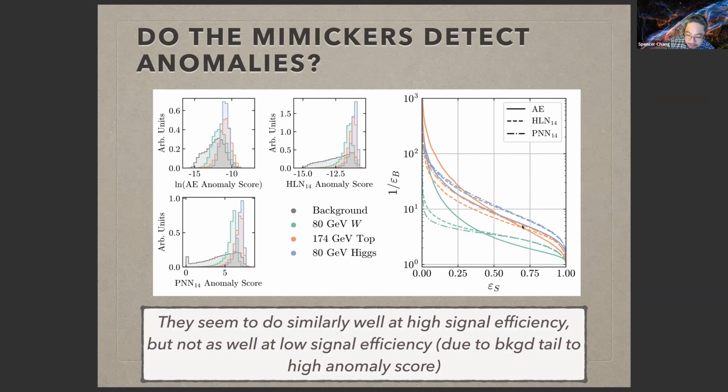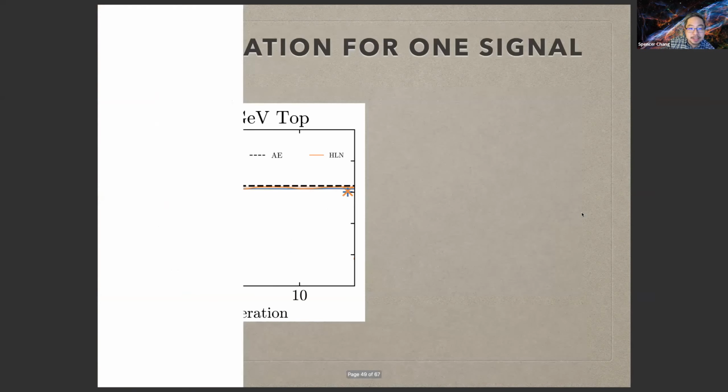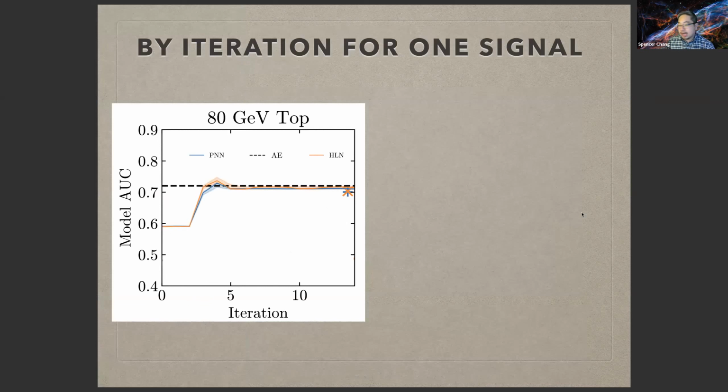So we can compare these. Let's look at one signal and look at this area under the curve metric. Here we see the autoencoder has this area under the curve. Here is the paired network and the high level network as you go through different iterations. And you see by iteration 4 or so, it's actually got very good agreement in terms of the area under the curve.